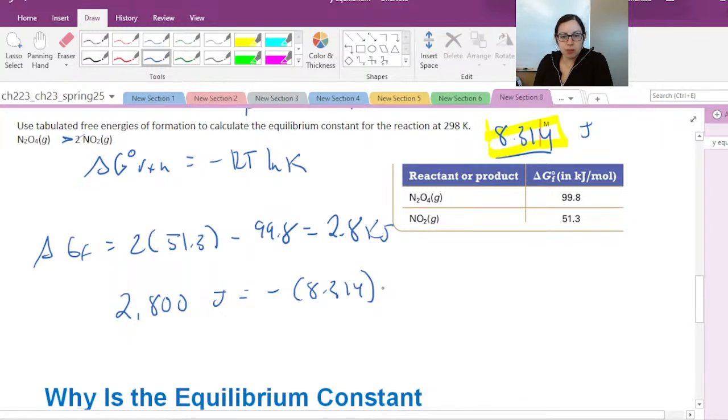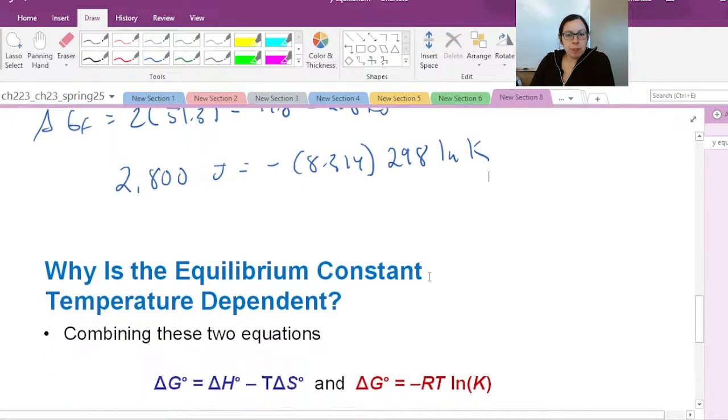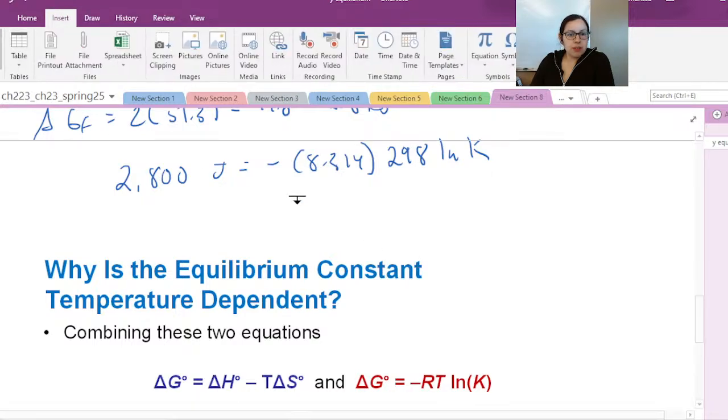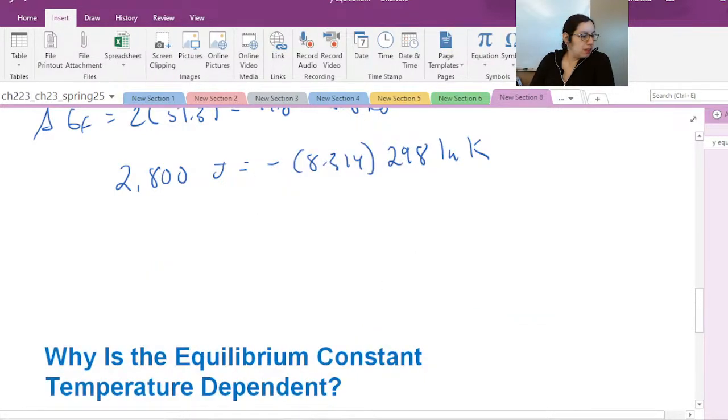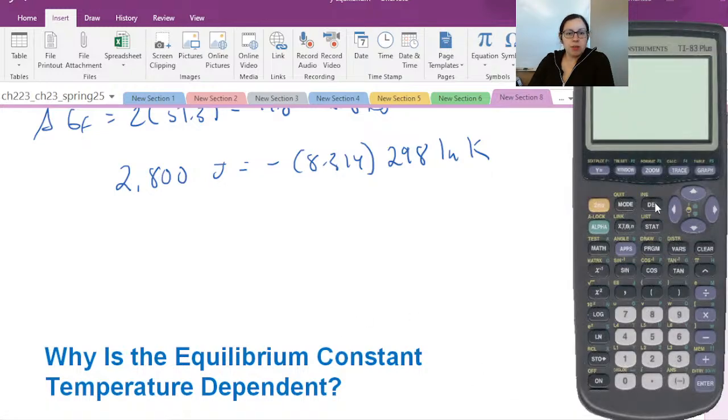What T are we at? So 298 Kelvin, so that's fine, times ln of K. And so now we can just do the algebra, and you can let me know what you get for K while I punch this in.